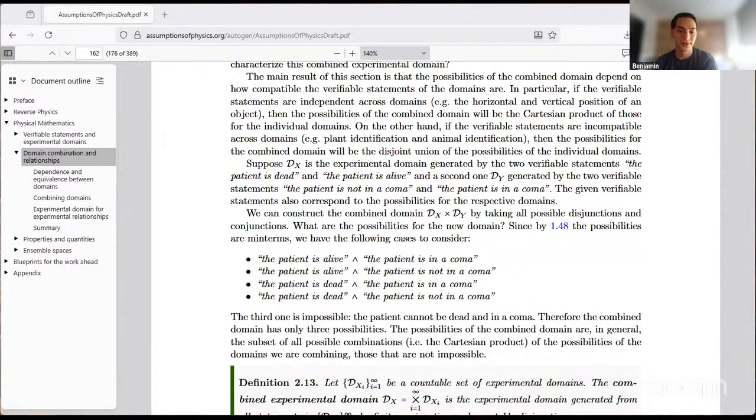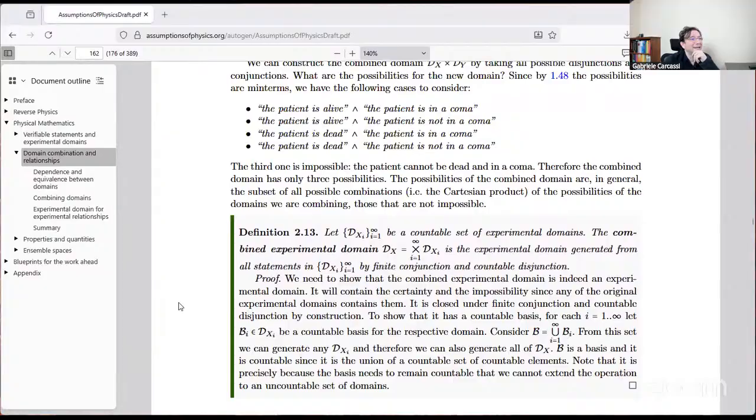And so the possibilities of the combined domain are, in general, the subset of all possible combinations of the possibilities of the domains that we are combining. So specifically those that aren't impossible. You take the Cartesian product and you discard all the ones that don't make sense. And so now you have just the definition.